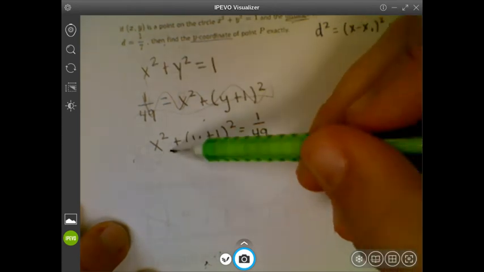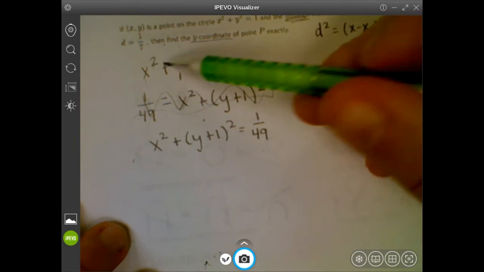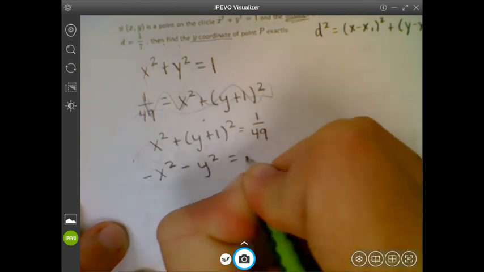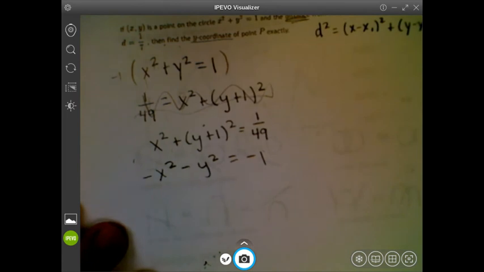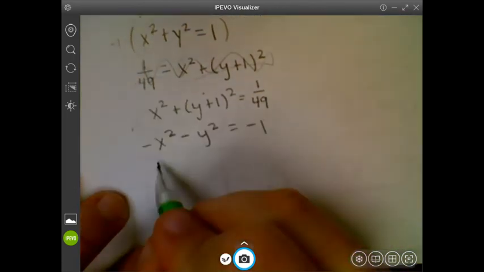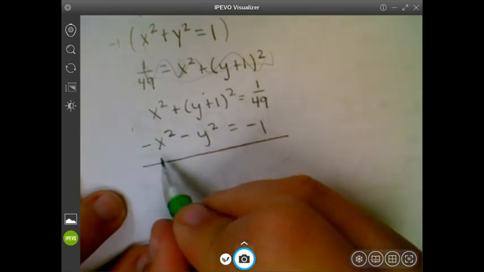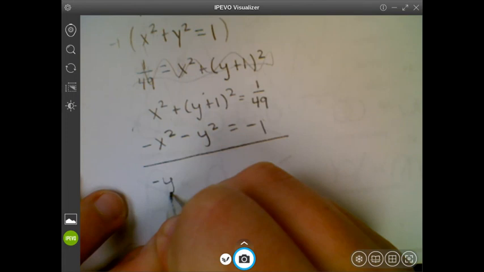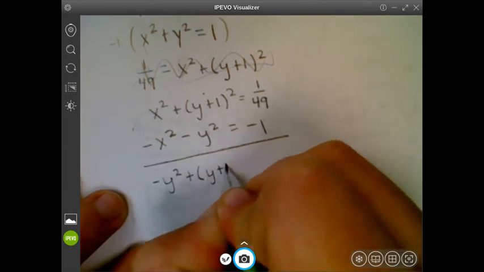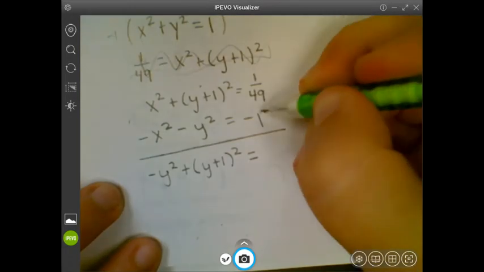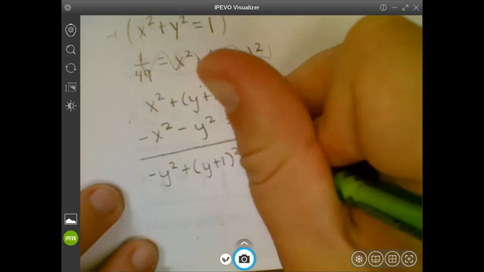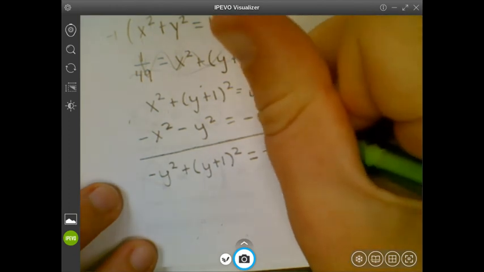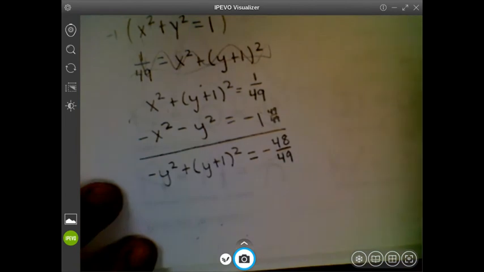These are going to work out really well as long as one of them becomes negative. I would rather make this one negative, so I'm going to take that first equation and multiply it by negative 1. Here are my two equations to put together. The x squared minus x squared will eliminate. I have to multiply this out first, so I'll write it as y squared plus y plus 1 squared equals, and putting these together, that is negative 48 over 49, because you can think of negative 1 as negative 49 over 49. So 1 minus 49 is 48, negative 48 over 49.